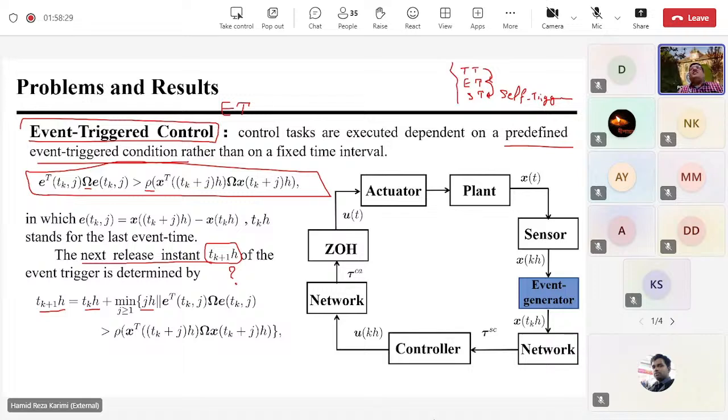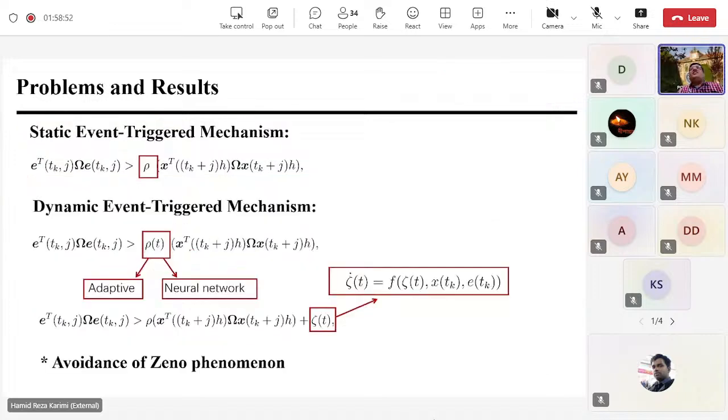For event triggering control, the strategy is this: you first need to obtain one condition, and then you obtain the next sampling time, the next time instant at which you send the data. In my group, we have done a lot of research on ET. The simple way is to use a static event triggering mechanism, or you can move to a dynamic event triggering mechanism.